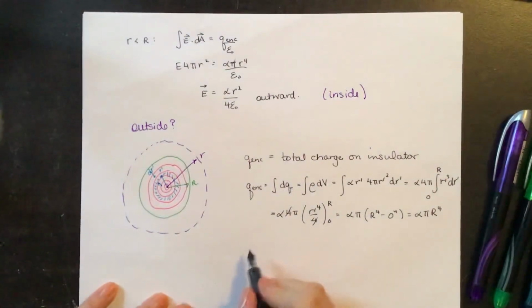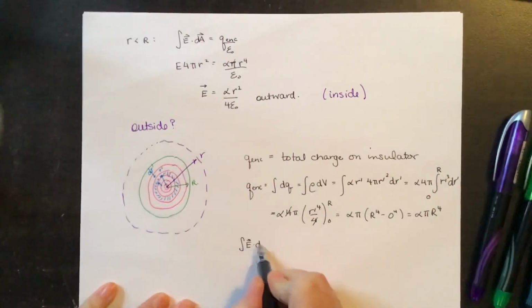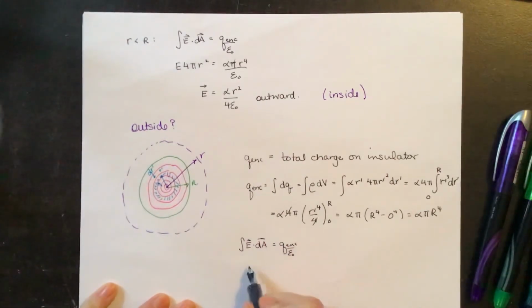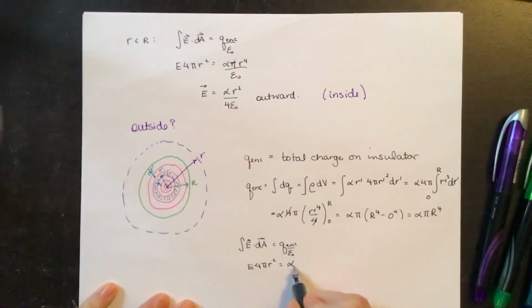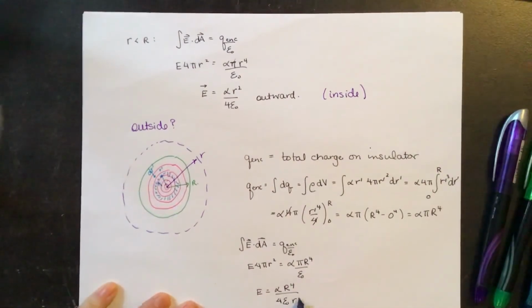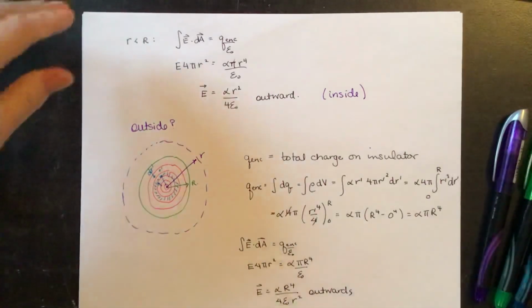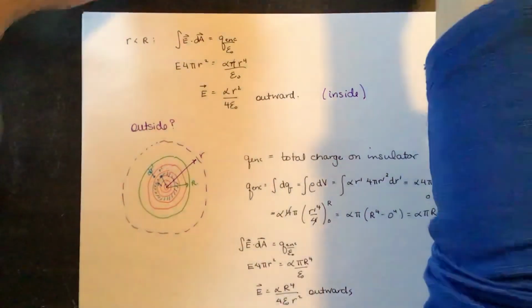Let's apply our Gauss's law. Integral of E dot dA equals Q enclosed over epsilon naught. We already showed that the integral of E dot dA is E times 4 pi times r squared equals Q enclosed, which is alpha times pi times r to the 4 over epsilon naught. We'll solve for our electric field. That's alpha times r to the 4th. We see our pi's cancel. Then we divide by 4 epsilon naught times r squared. To write your field as a vector, we remember that it points outwards. Okay, so there's the electric field due to that insulating sphere with a variable charge density.